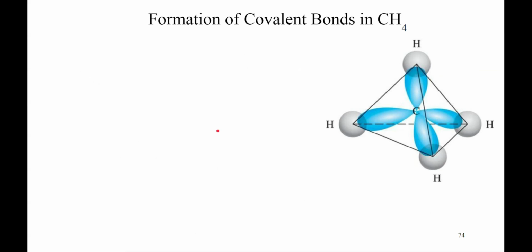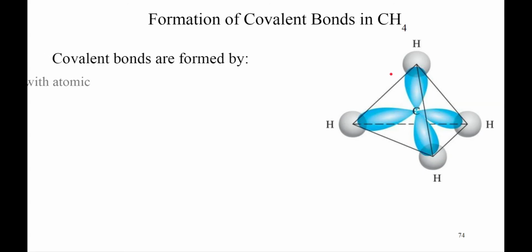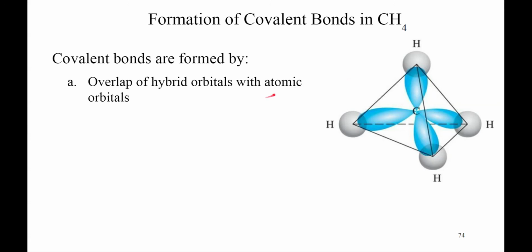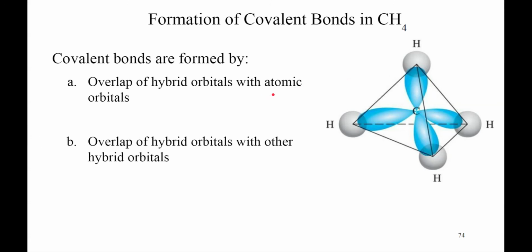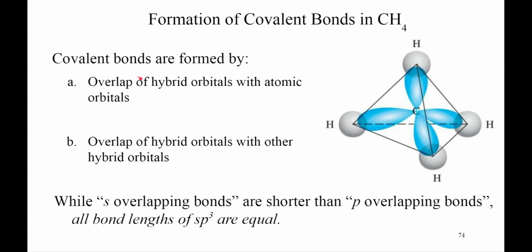So now when we look at tetrahedral methane, carbon, there is four sp3 orbitals that are overlapping with the simple 1s of a hydrogen. So these hybrid orbitals could either overlap with other hybrid orbitals or just regular atomic orbitals. So hydrogen doesn't have to hybridize, so that's not a hybrid orbital.